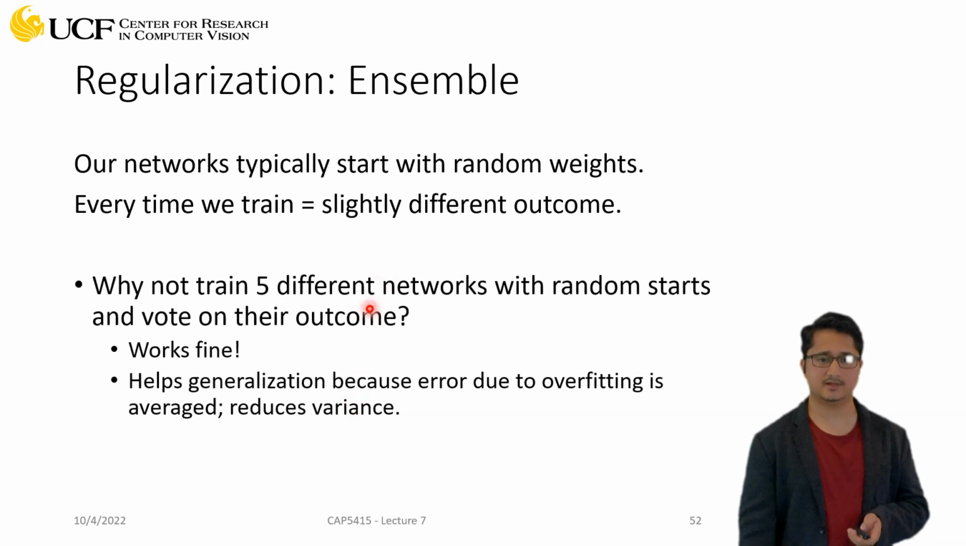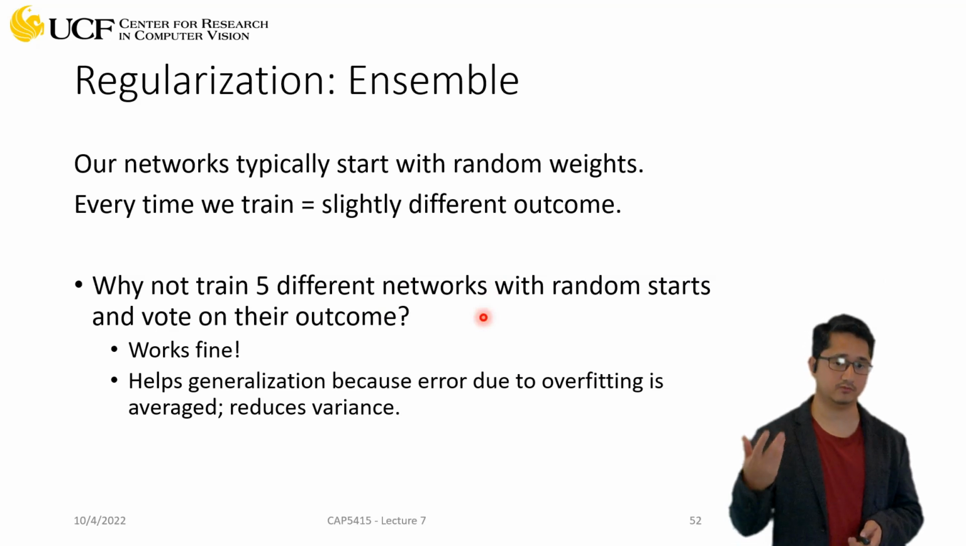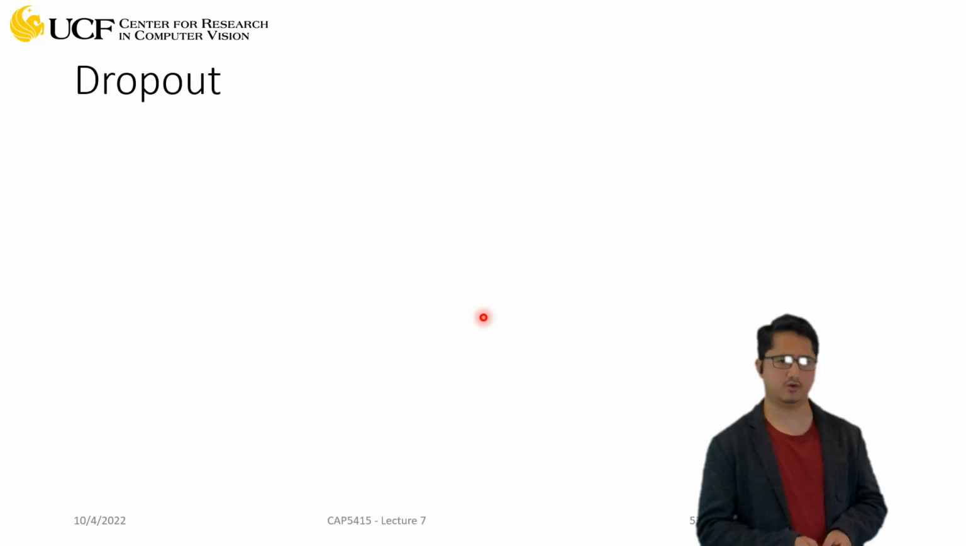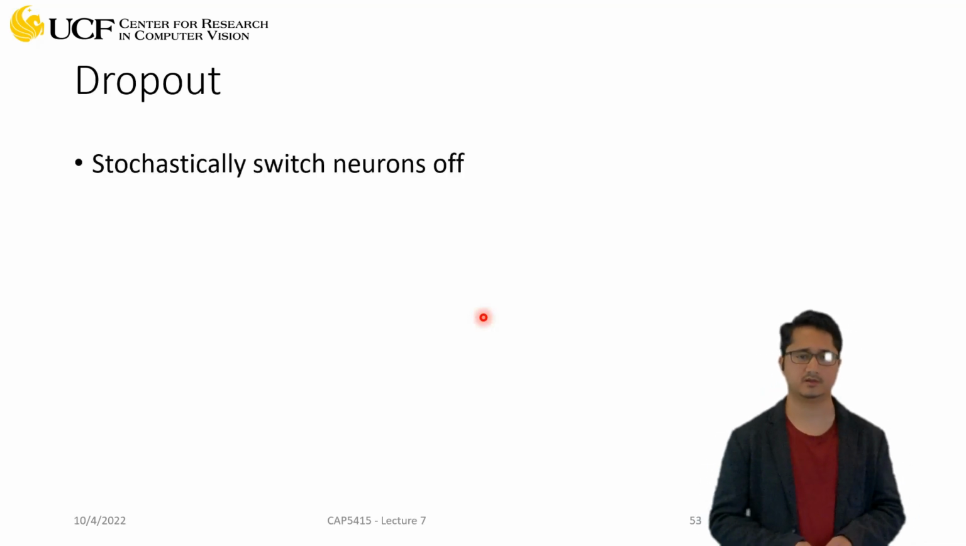Okay, so that's what I said. You don't just train one, you can train multiple models and combine those scores together. That helps you avoid this overfitting, and it also improves the performance. Another interesting aspect is dropout, and this is very interesting.